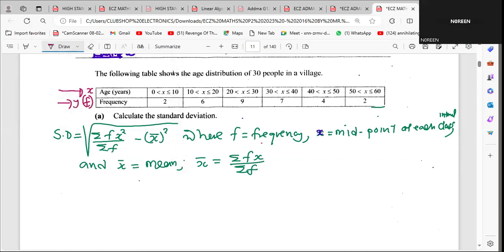Okay, so midpoint simply means to get the first number for each interval and add it to the last one. So what do you get when you say 0 plus 10? 10. 10 divided by 2. What do we get? 5. So the midpoint for this class is 5.